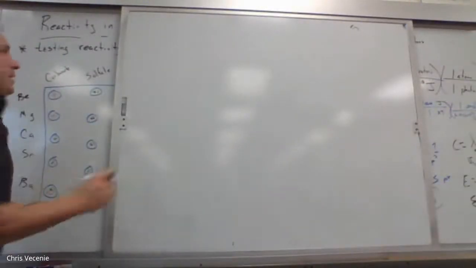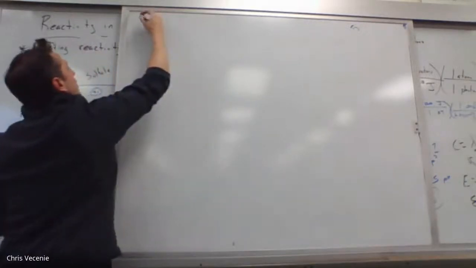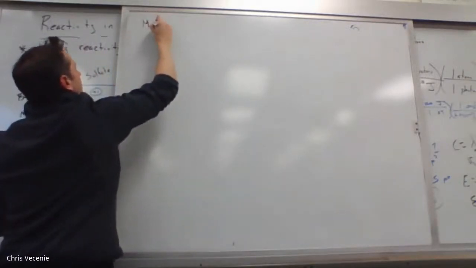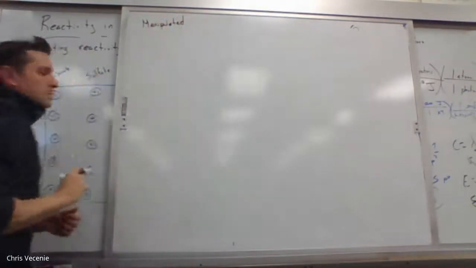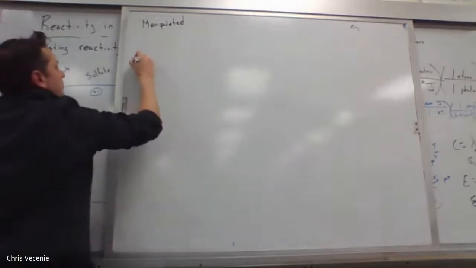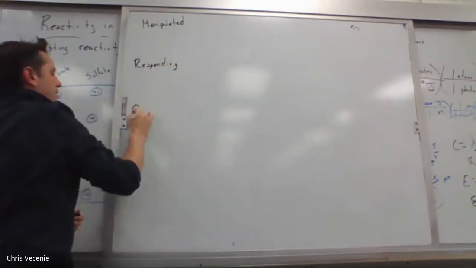In each experiment, we've got variables, right? And there are 3 types of variables. There's the manipulated, there is the responding, and there's the control.